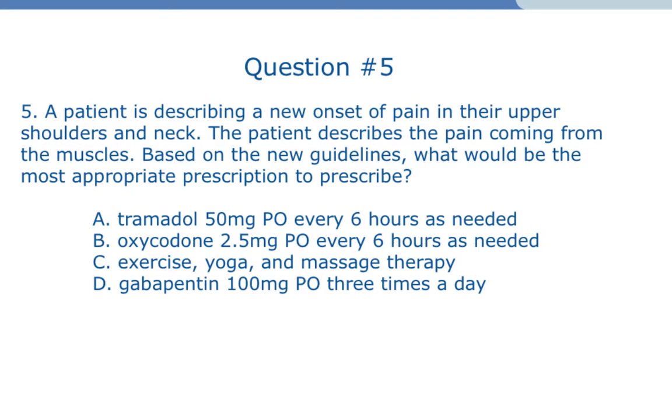So just a question. A patient is describing a new acute onset of pain in their upper shoulders and neck. They describe the pain as coming from their muscles. Based on the new guidelines, what appropriate prescription would you prescribe for this patient? Yes. So it's not really a prescription, but trying something else first.